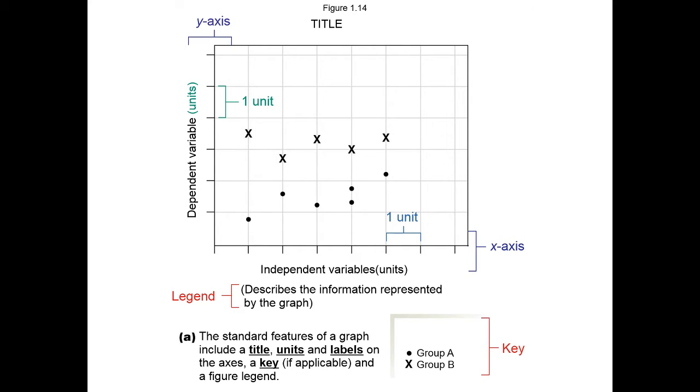Just a note, in Excel, they call the key the legend. But I'm going to be stubborn with Excel and not go by their terms. The key is what distinguishes the groups. The legend is our description of our graph. So these are the key components of a graph.